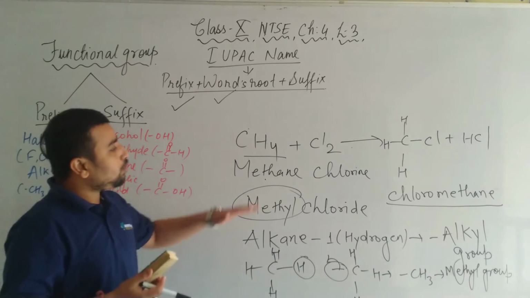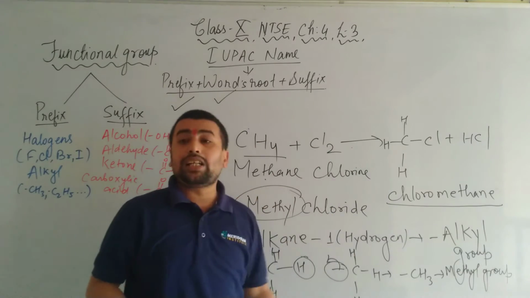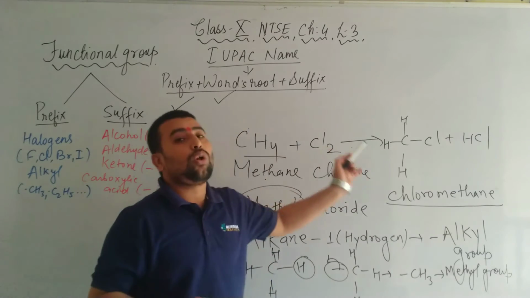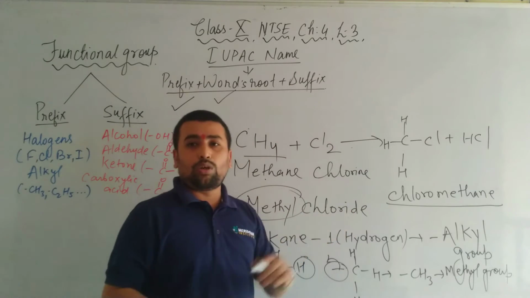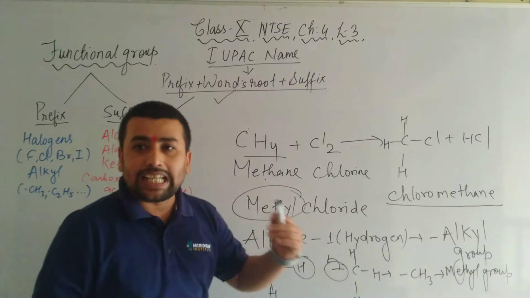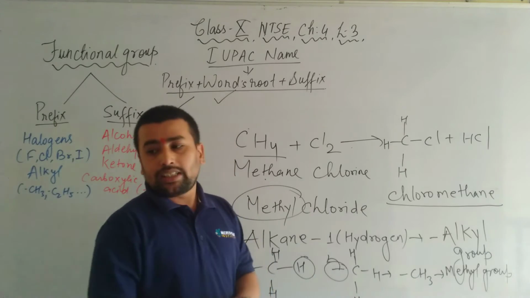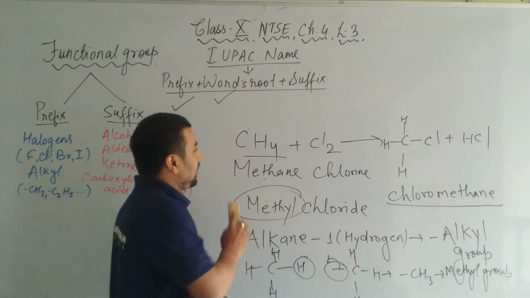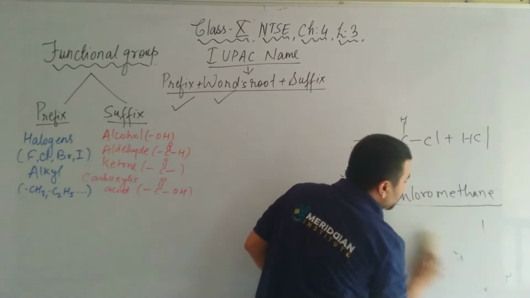So, dear students, in this way you have to write all the alkyl groups with chlorine. Like I have made methyl chloride here, you have to do ethyl chloride, propyl chloride, butyl chloride, pentyl chloride, hexyl chloride, heptyl chloride, octyl chloride, nonyl chloride. In this way you have to write their names. I hope you can understand about chlorine. It's very easy, dear students. No need to write many things.